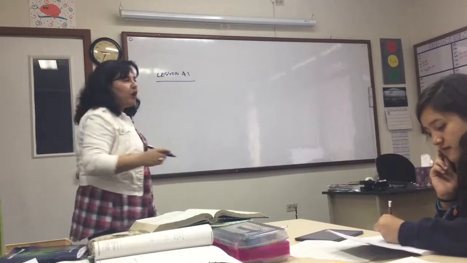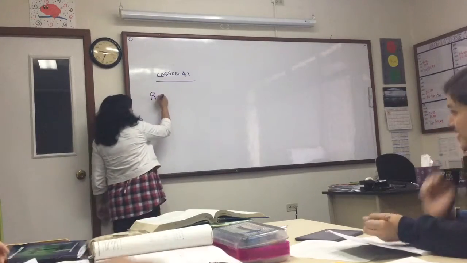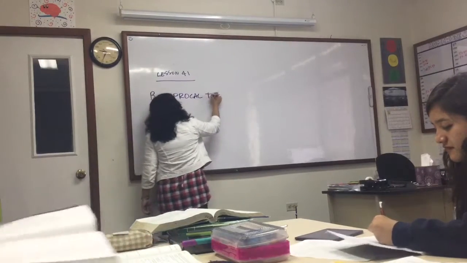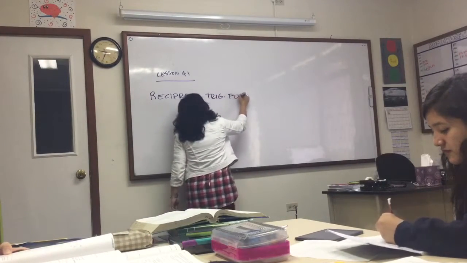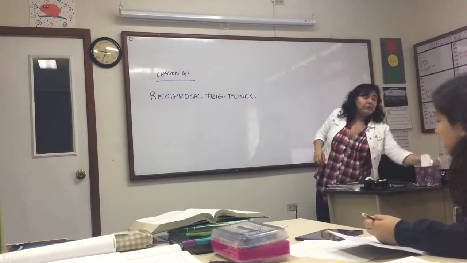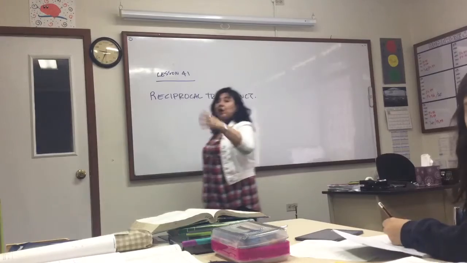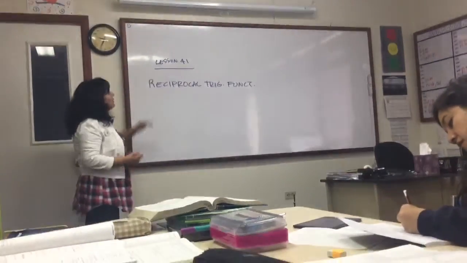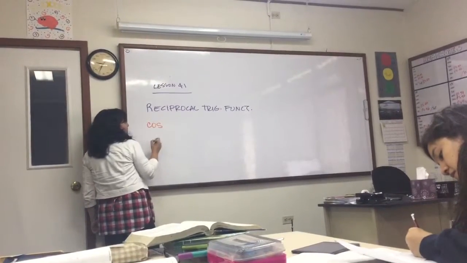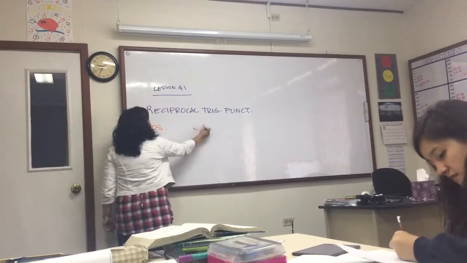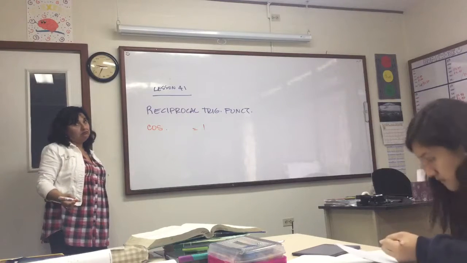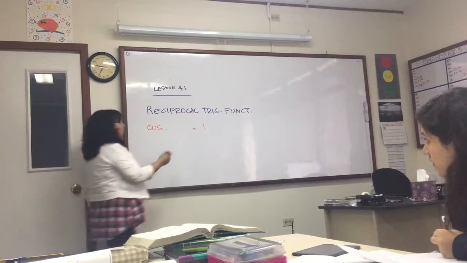These are called reciprocal trigonometric functions. Can anybody remember what reciprocal means? A number times its reciprocal equals 1. So if it's a reciprocal trigonometric function, and I have cosine, let's say, what would I multiply that to get a 1? Sine. 1 over cosine, thank you.